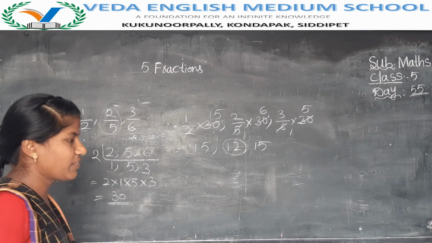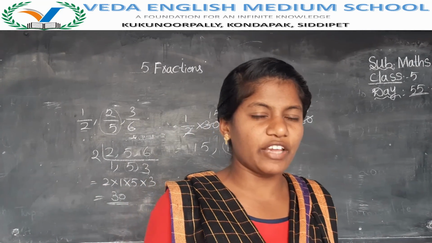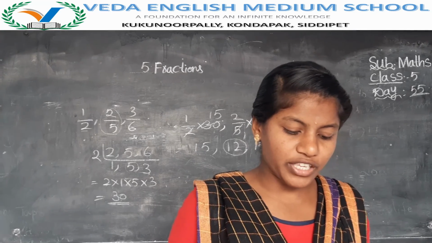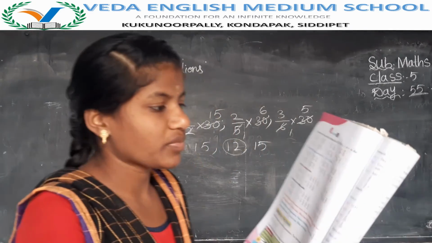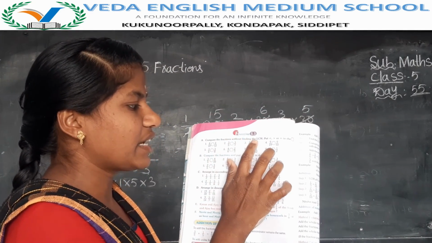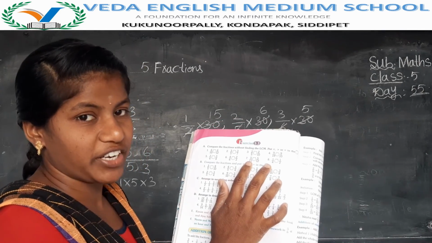So about these unlike fractions I will explain again in the next class. But today we have learnt about like fractions. So based on that, take out your textbooks page number 62. We have exercise 5.3. Compare the fractions without finding the LCM. Put less than, greater than or equal. All these are like fractions.